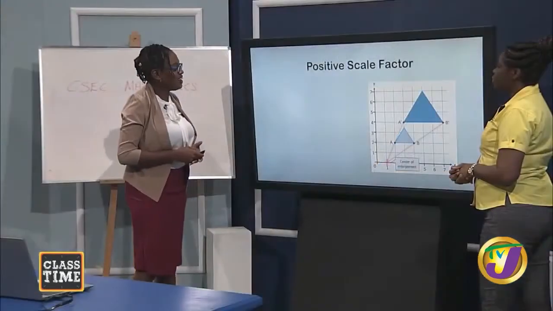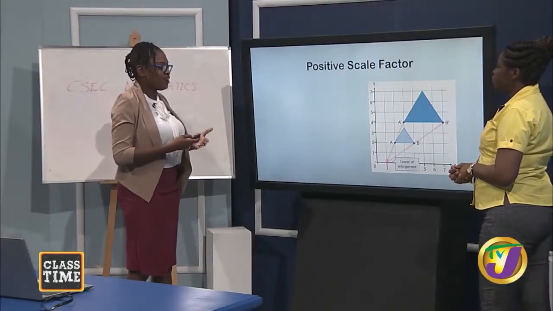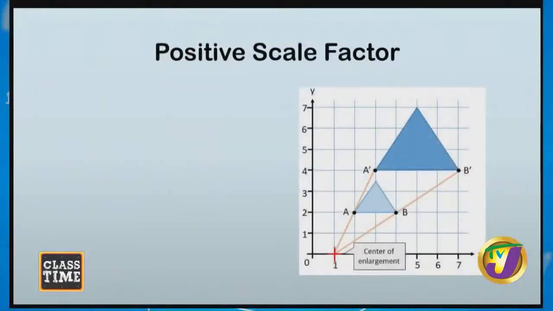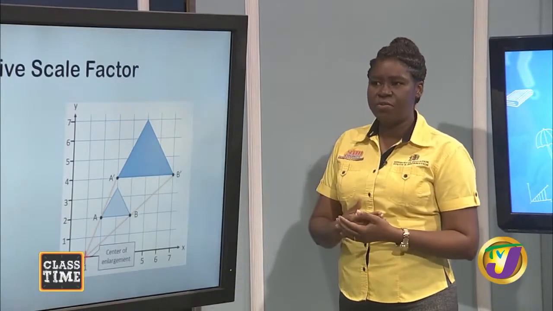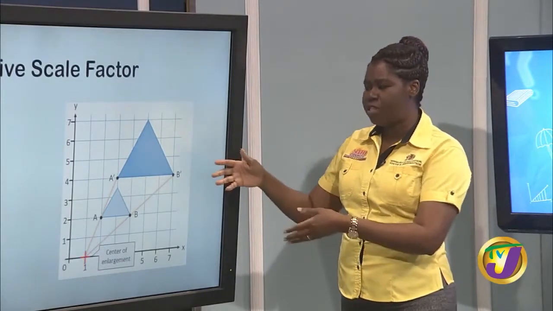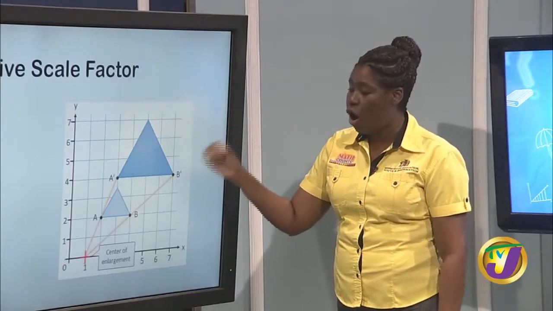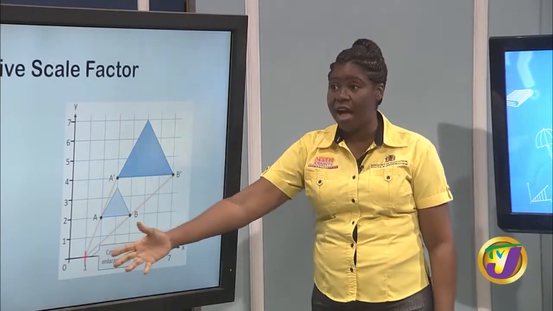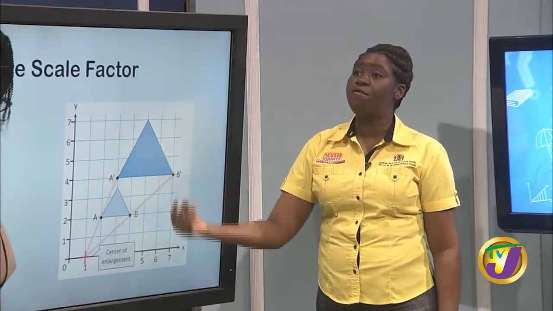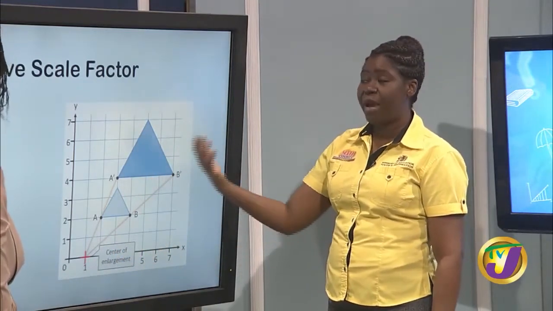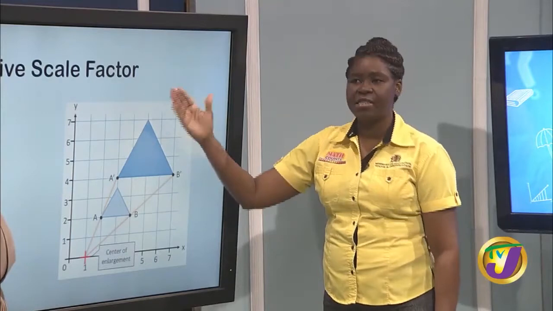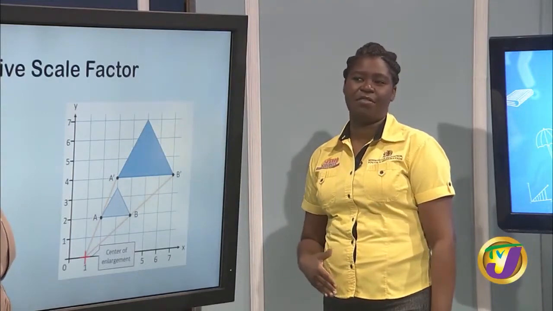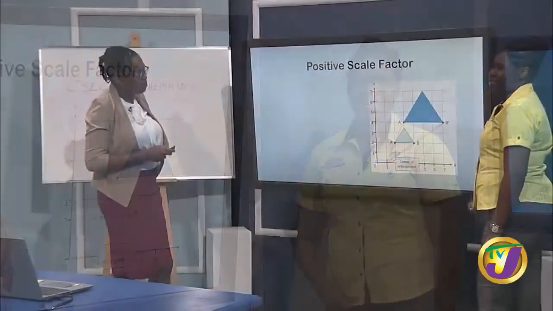So, Nikisha, we're looking at scale factors, and we're going to be talking about positive scale factors. We have been using positive numbers so far. Notice that when we enlarged using positive numbers, the object and the image were on the same side of the center of enlargement. And that is true for all positive scale factors: the object and the image fall on the same side of the center of enlargement. I didn't notice that one.